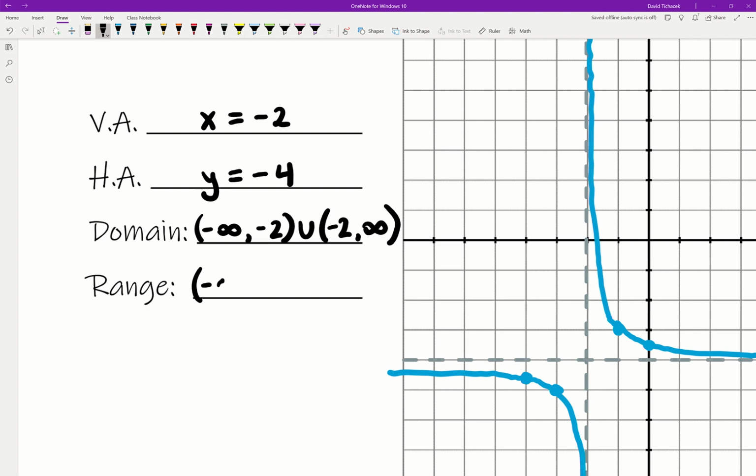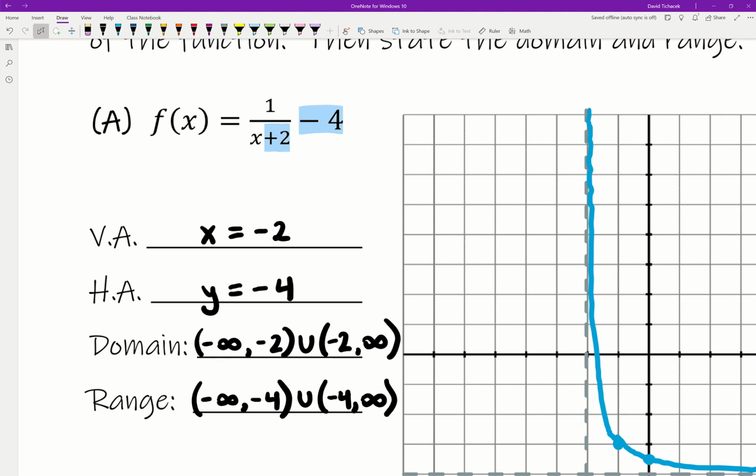Same thing for the range. We're going to look at the horizontal asymptote there. So from -infinity all the way until we reach that horizontal asymptote, unite that with -4 all the way to +infinity. Okay? And so again, there's really no need to look at the graph at all. We just looked at the function formula, and immediately we're able to tell all of this different information here. Okay? So that's pretty nice.